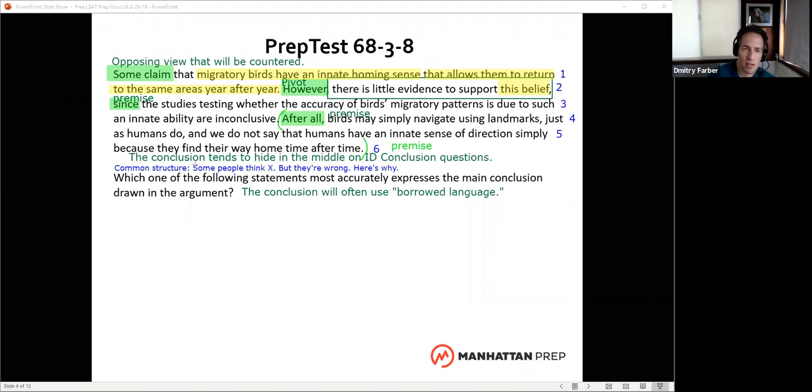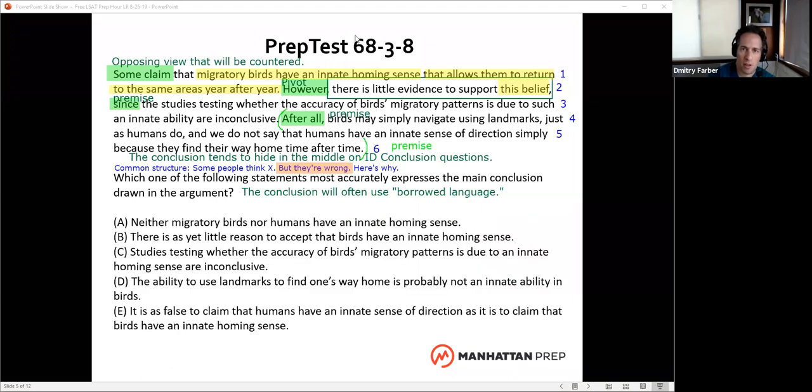So the structure is some people think X, but they're wrong is the conclusion, and here's why. And so then we just have to make sure that our answer is going to match that language. So let's try it out with answer choices. And I'm going to give you a little poll, so you'll be able to choose your answer. You'll have to click an answer, and then I think there's a button to share that answer right in the poll. So try polling in, and let's see how you do.